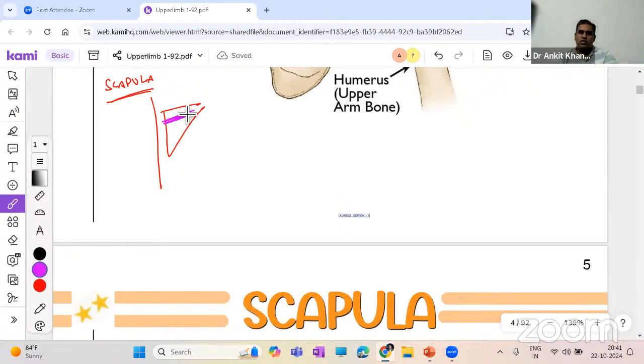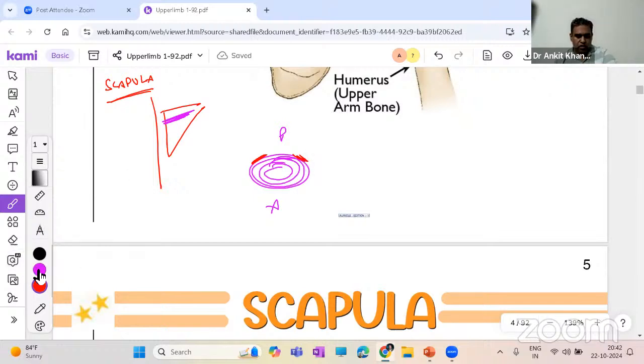This scapula bone on both sides lies posterolaterally. If you talk of the rib cage, what does it mean? Suppose from the top you are seeing this rib cage. This is the anterior side, this is the posterior side. Then here you will have a scapula over here and a scapula over here. This is the whole point. It is lying behind the rib cage, posterolaterally.